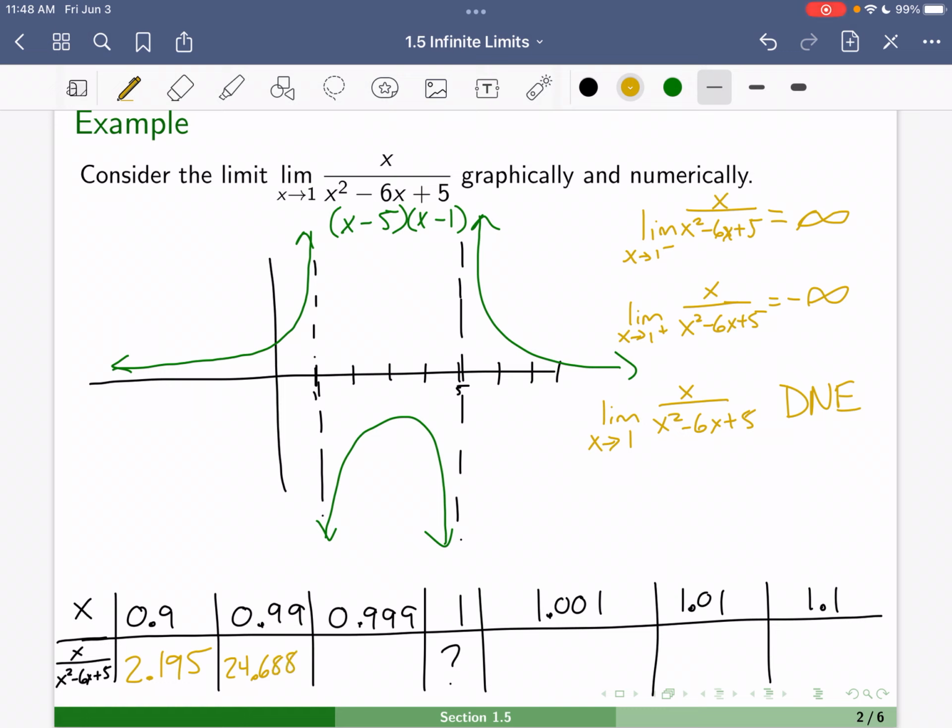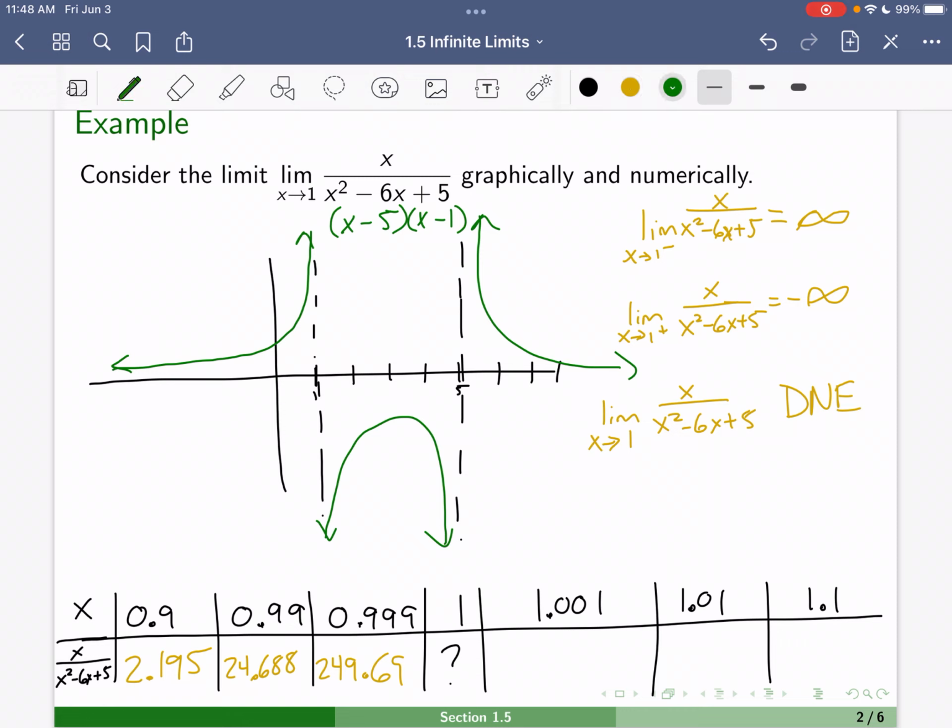Plug in 0.999 and you'll get 249.69. Right? And so as we get closer to 1 from the left, it doesn't look like that value is settling down. The function value does not appear to be settling down. In fact, it appears to be getting larger and larger and larger in the positive direction. Let's look at the other side of that.